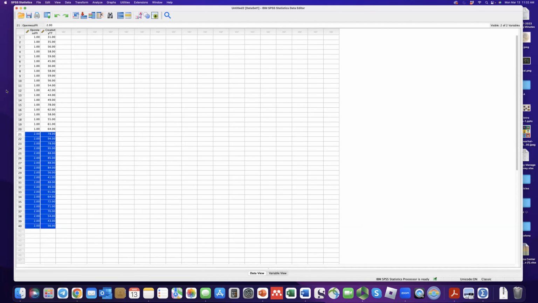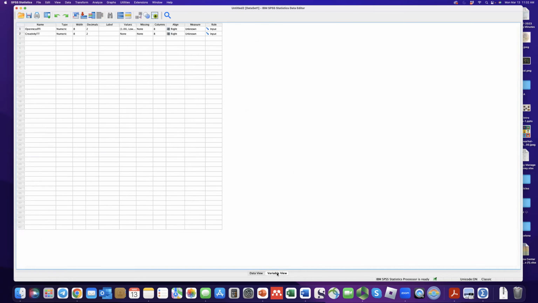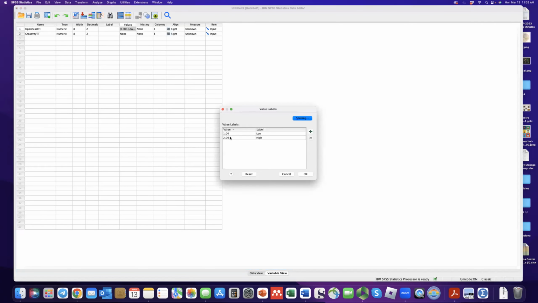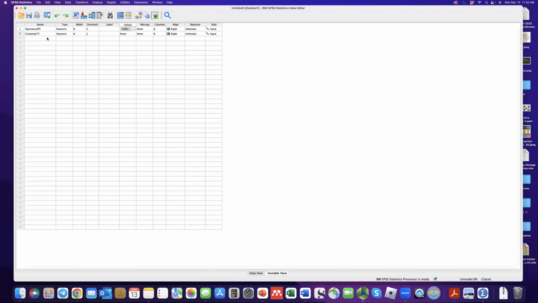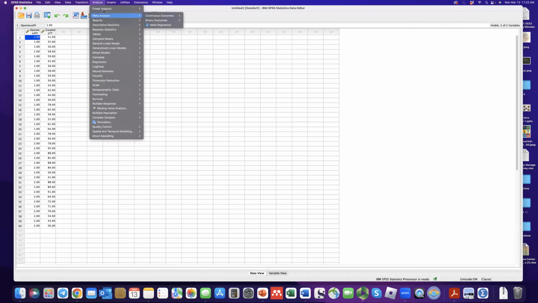And so I've already labeled all of the variables here. To do that, you just go to variable view. You can see here, I added values 1 for low and 2 for high. Openness, and then FI is the five-factor inventory. Creativity is the Torrance test. So I did that there. And so we are going to now analyze this.